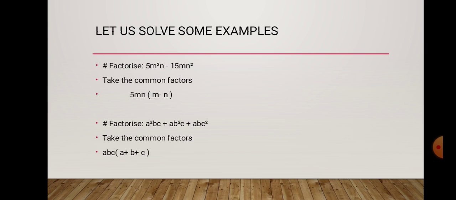Now next, factorize a square bc plus ab square c plus abc square. Now we can take the common factors. ABC is common in all. So what is left in the first term? A. Plus what is left in the second term? That is b. What is left in the third term? That is c. So abc multiplied by a plus b plus c. When we do the multiplication, the answer will come a square bc plus ab square c plus abc square.